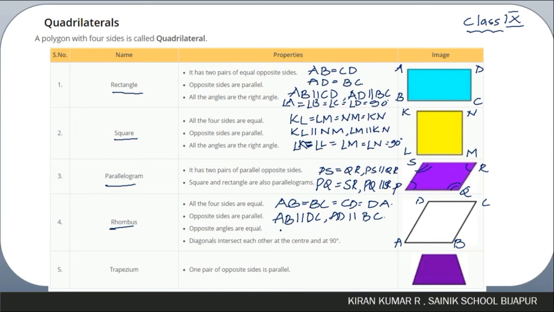Opposite angles are equal. As we have seen in parallelogram, opposite angles are equal. In this also opposite angles are equal. Angle A equal to angle C, angle D equal to angle B. Here there are diagonals which intersect each other at 90 degrees. A diagonal is a line segment joining the opposite vertices, and the angle formed here will be 90 degrees. These two parts will become equal.